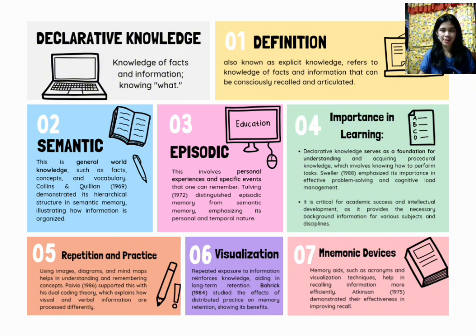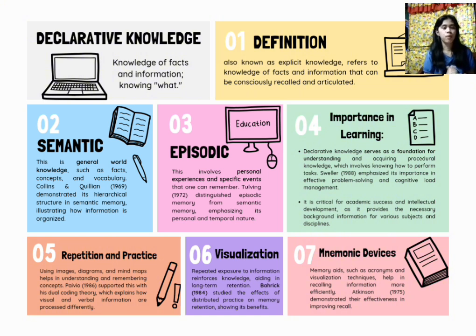articulated. There are actually two types of declarative knowledge: the semantic declarative knowledge and the episodic declarative knowledge. While semantic refers to the general world knowledge such as facts, concepts, and vocabulary, and Collins and Quillian in 1969 demonstrated its hierarchical structure in semantic memory, illustrating how information is organized. The episodic, on the other hand, involves personal experiences and specific events that one can remember. Tulving in 1972 distinguished episodic memory from semantic memory, emphasizing its personal and temporal nature.